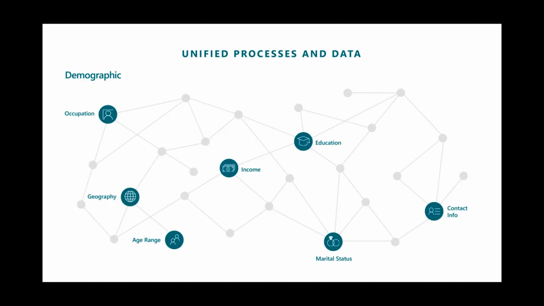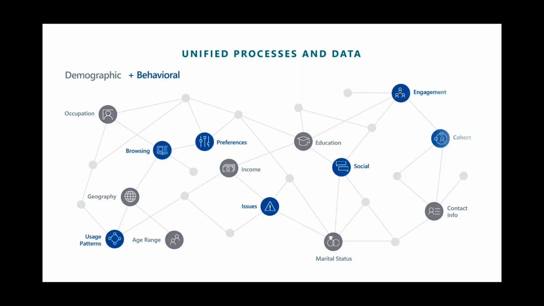But here's the problem. What are the different kinds of data that we have today? So we've got demographic. We have ABC systems that capture demographic information. The second kind of data is behavioral. So browsing pattern: what are the websites that I go to? What are my usage patterns? What does my social media presence look like? What are my preferences? That's behavioral, right?